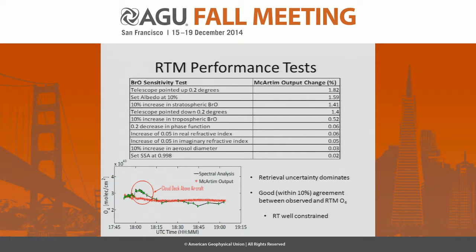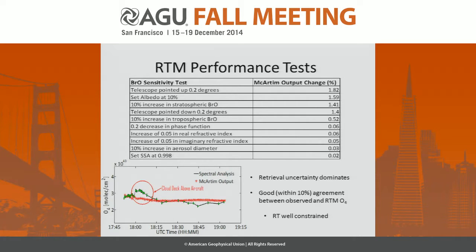Since we did take a few of these values from literature, we did have to run sensitivity tests to determine the overall uncertainty of our radiative transfer calculations. And as you can see from the table on this slide, none of our sensitivity tests really changed the overall output of our differential slant column densities significantly, which tells us one very important thing. The vast majority of our uncertainty does come from our spectral analysis itself.